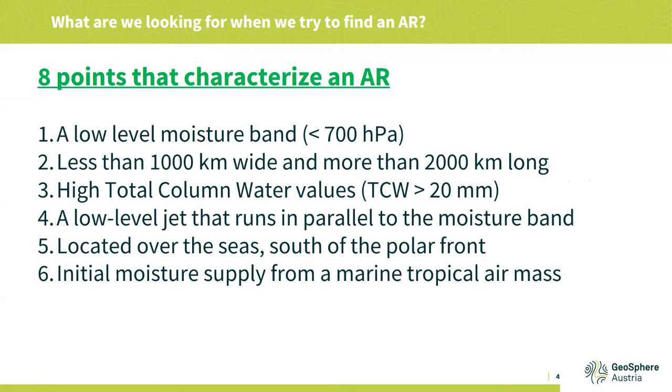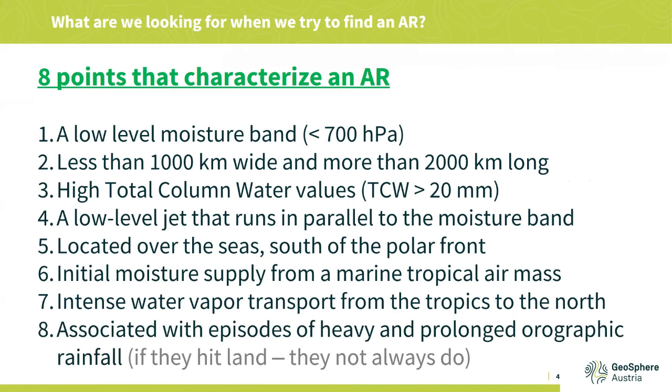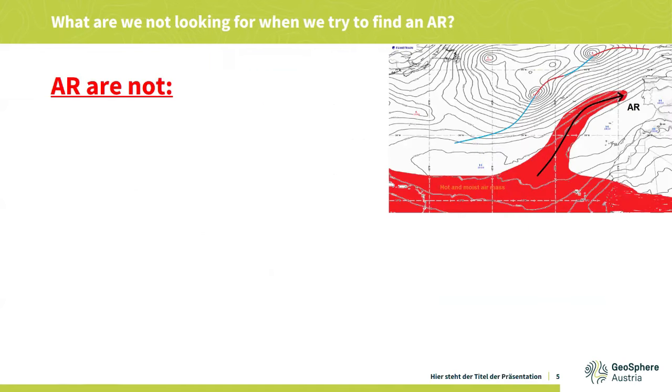And from this marine tropical air mass, there is a moisture band that travels to the north, or to the south in the southern hemisphere. And this builds up the moisture transport in our atmosphere. There's a lot of water transported in these atmospheric rivers towards the north. Finally, my last point, and we will see that at the end of my presentation: there is a lot of precipitation when such an atmospheric river hits land or makes landfall. We will see that in a final example.